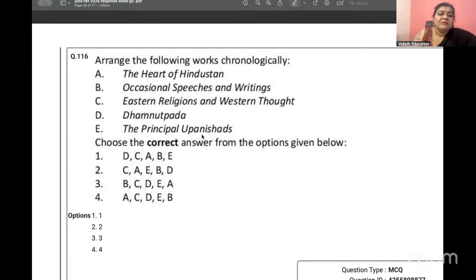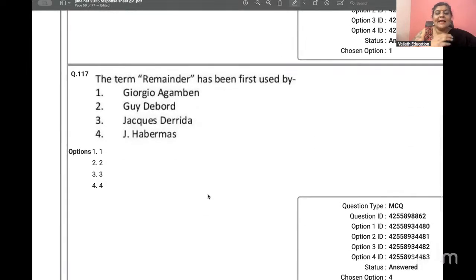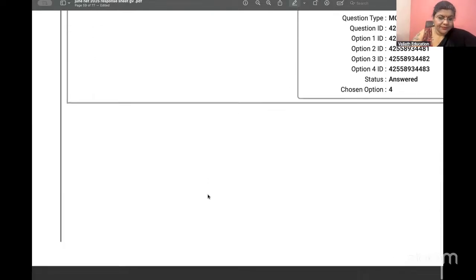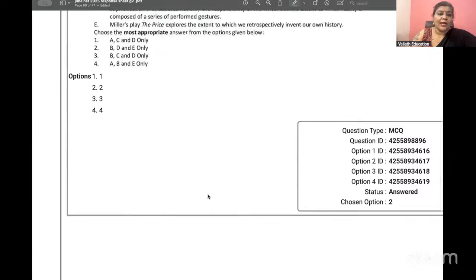Then, arrange the following words chronologically. Tan-da-dang. You don't know? Difficult. The term reminder may be first used by, you don't know? Reminder. Giorgio Agamben talked about homo sacer. He talked about people who are living in precarity, who are not given any worth in this society. Giorgio Agamben, reminder. Guy Debord is the author of Society of the Spectacle. He is there mentioned in our culture studies easy handbook. Jürgen Habermas, reminder. It is not easy to guess. It is Jacques Derrida. Okay.